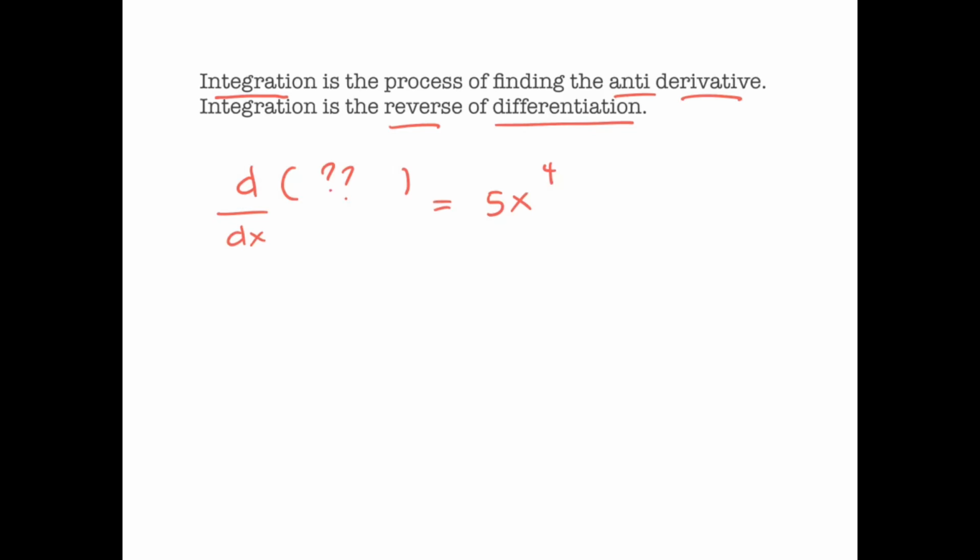If you think of that function, f of x is actually equal to x raised to the power of 5. So once again, if we take the derivative of that particular function, x to the power of 5, that would indeed give us 5x to the fourth power. Now the process of finding this is what we call integration.